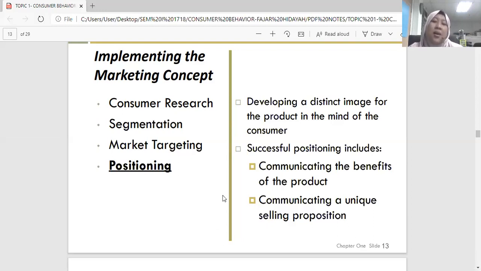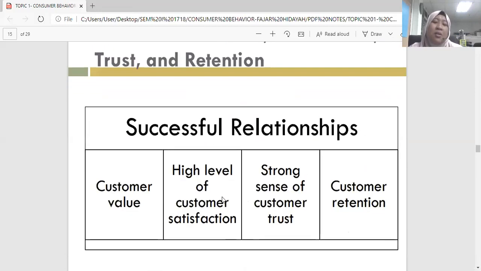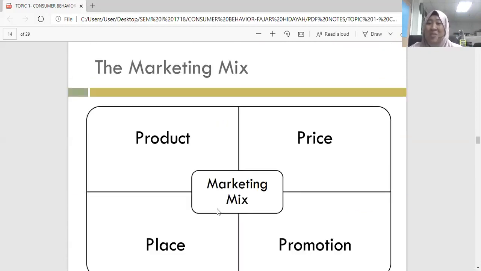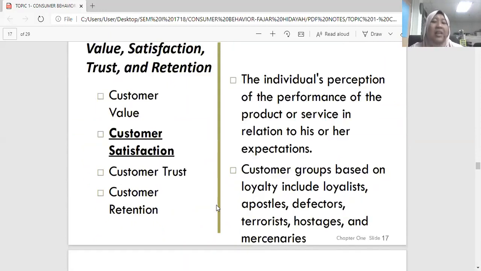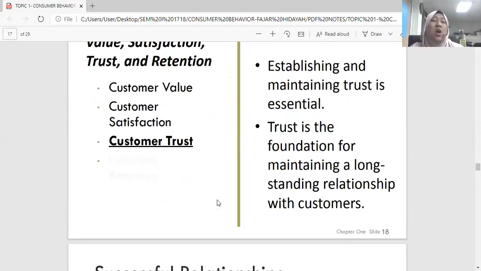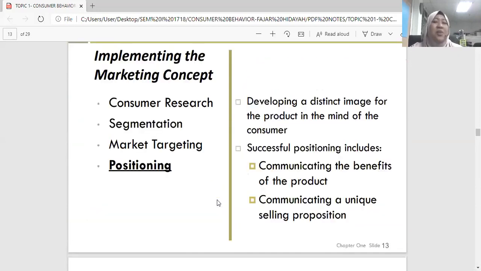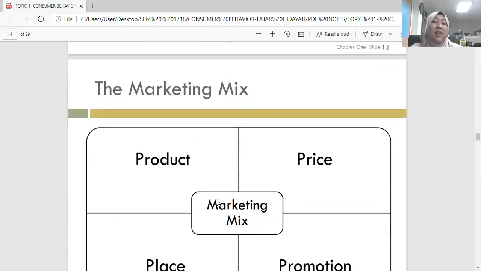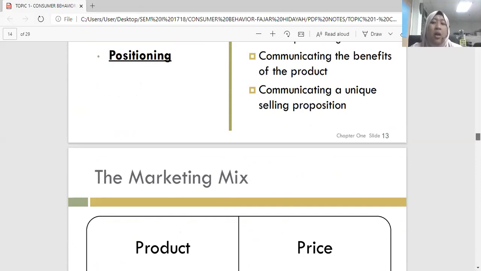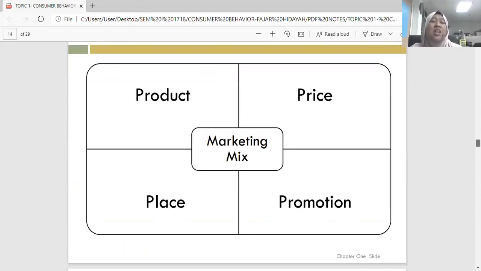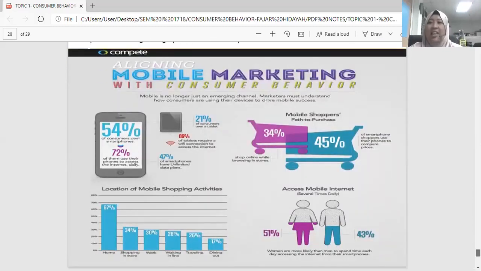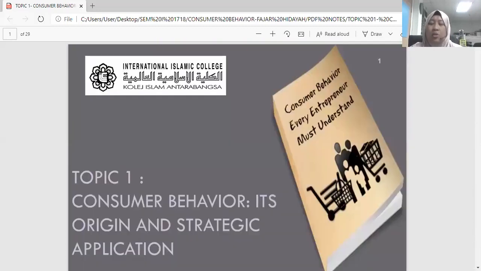So I think for this time around I will stop here because I don't want to finish everything. I can finish today, but I think I will keep it, and then we will continue next week. So I will stop at STP just now, the marketing concept, and then I will continue starting from the marketing mix, product, price, place, promotion until the end. Inshallah, next week I will meet you with the new platform, and we will do the live lecture.